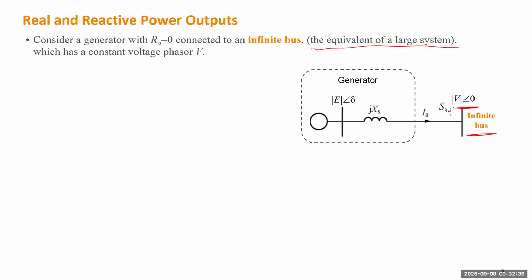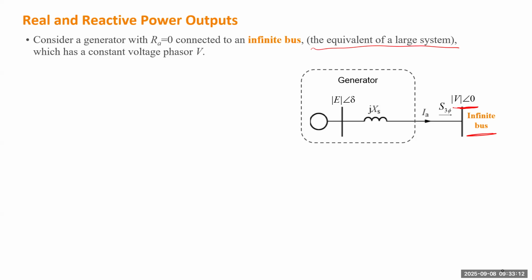The voltage magnitude is always constant. And because the system is so large, no matter whether the generator behaves as a source or load, the infinite bus will compensate whatever it provides. So if the generator generates any complex power, the infinite bus will consume everything the generator generates, or provide whatever the generator needs, as if the generator behaved like a load. That won't change any condition for this infinite bus. So that's called the infinite bus. But in reality, it's just the equivalent of a large system.